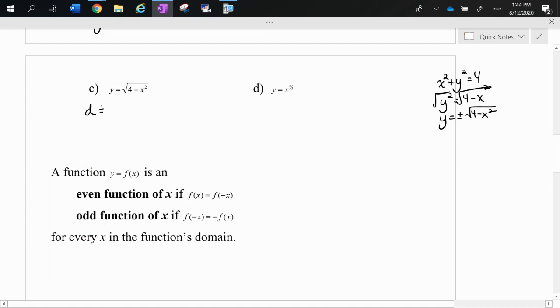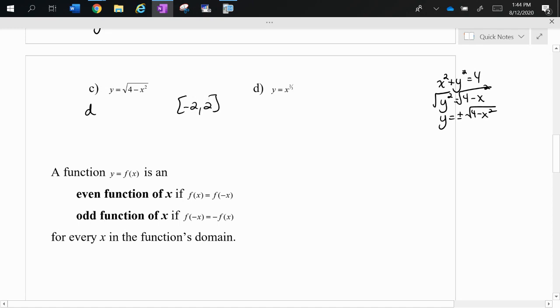So I know where the domain is, everything in between negative 2 and 2. And do we want to include 2 and negative 2? Let's see. If I plug in 2, do I get a number that makes sense? 2 squared is 4, and 4 minus 4 is 0, and the square root of 0 is 0. So it does. So we do want to include negative 2 and 2. So we want to make it a closed interval and put our brackets around. That's interval notation.